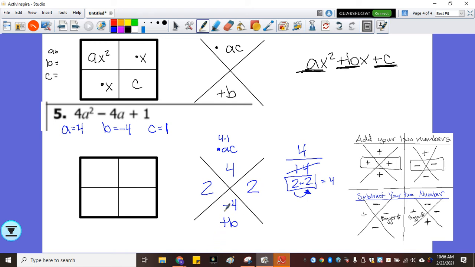But it has to add to -4. So the way to get a negative when you multiply to a positive but add to a negative is both numbers have to be negative. Because negative times a negative is a positive, but negative plus a negative will give you a bigger negative. And then you're going to take -2a and -2a. You always multiply your variable in there.